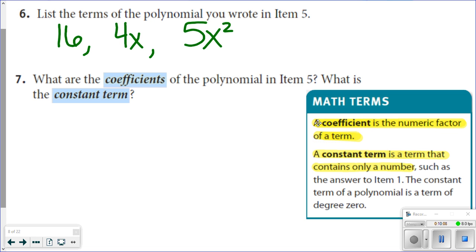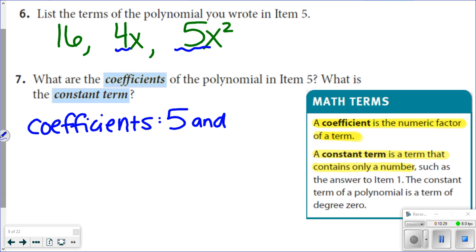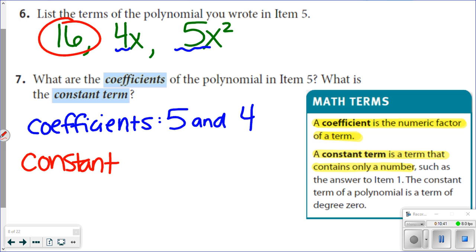Does not have a variable or a letter attached to it. So if we look up in question 6, I have two coefficients here. 5, because that's the number in this term, in front of the letter, the variable, and 4. And then the constant term is the number by itself, which happens to be 16. No variable or a letter attached to it.